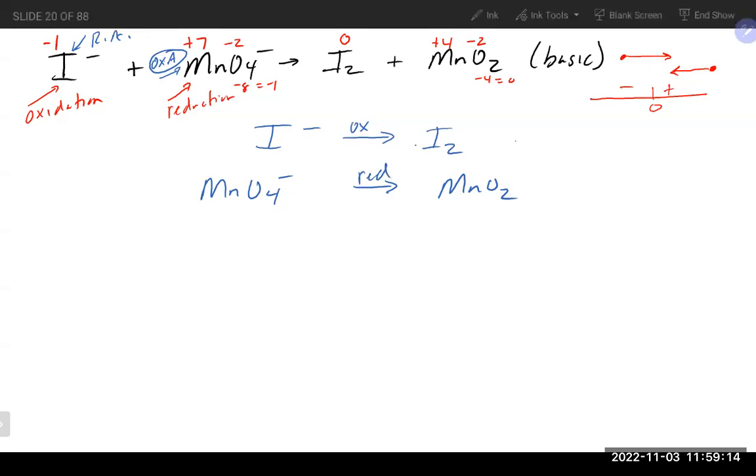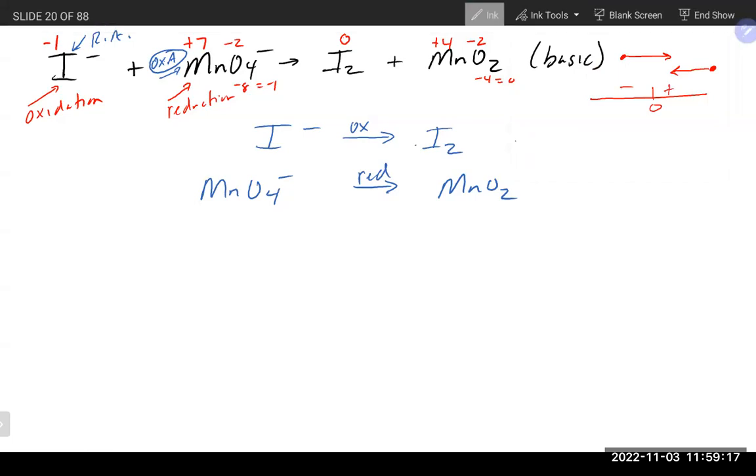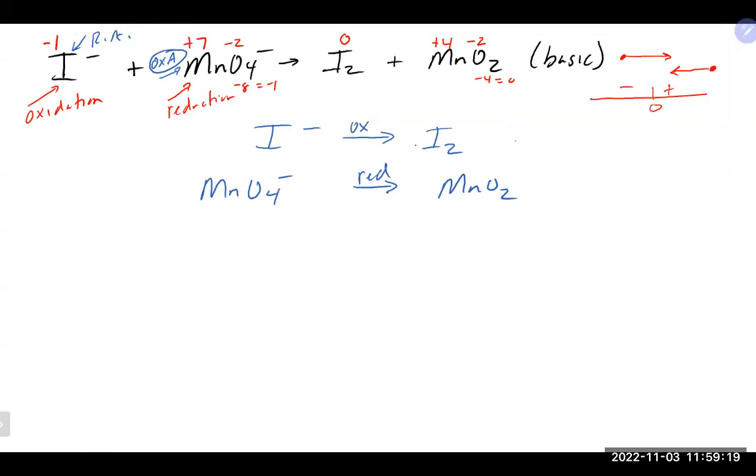Now, the first thing we do after we split it off is we want to balance all the elements just like a normal equation, except for oxygen and hydrogen. And in this case, we do need to put a 2 in front of the I minus. In terms of the Mn, we have 1 here and 1 here, so we're good. We don't have to do anything with that at this point. Now, once we've taken care of all the other elements, it is time to balance the oxygen. And once again, we're going to balance oxygen by adding water. In the first half reaction there's no oxygen on either side, so we don't have to worry about it.